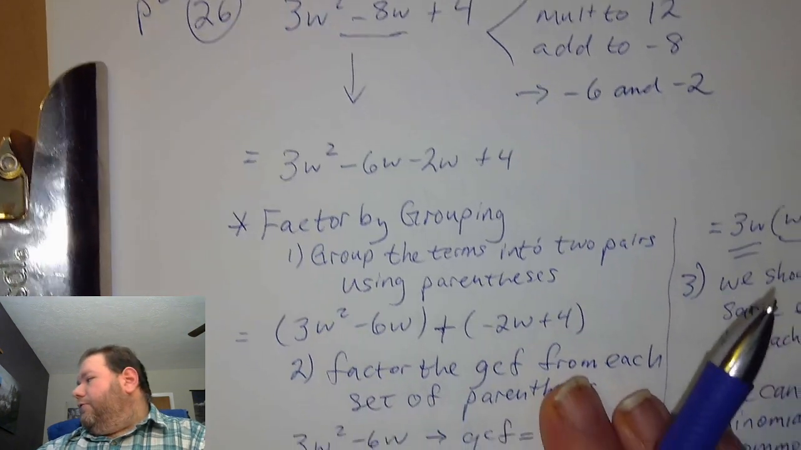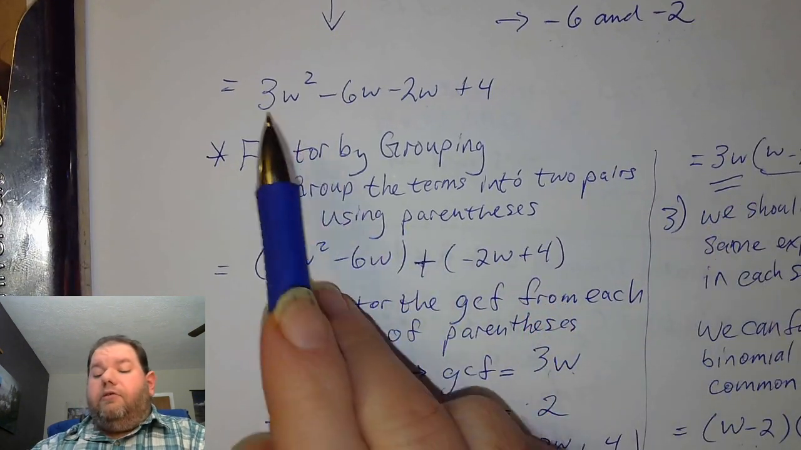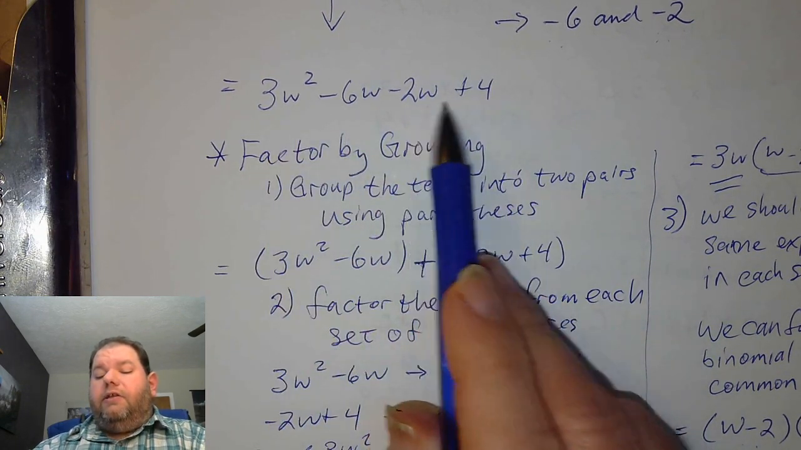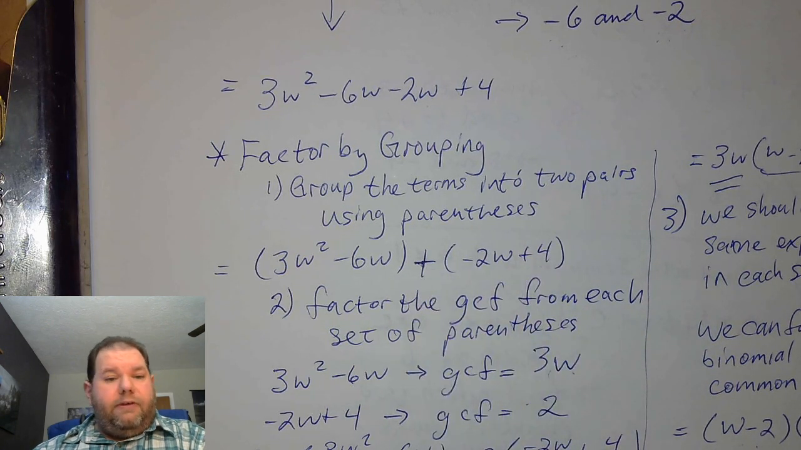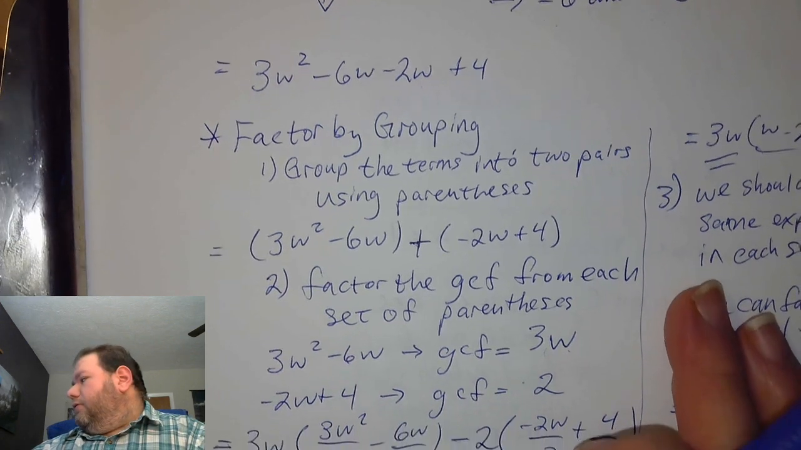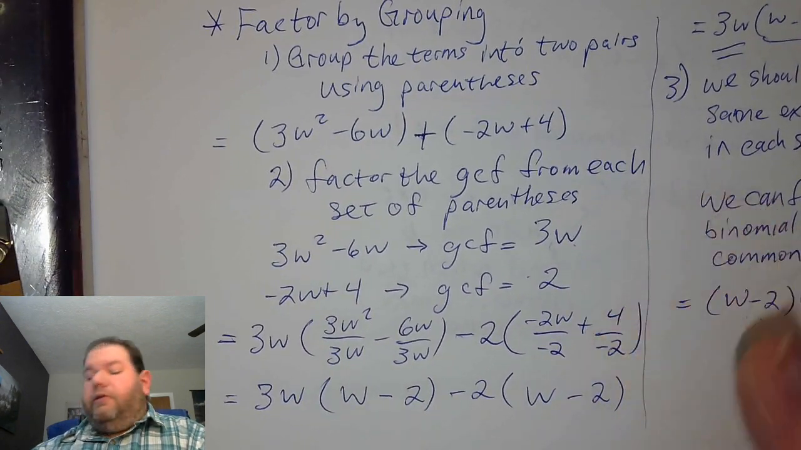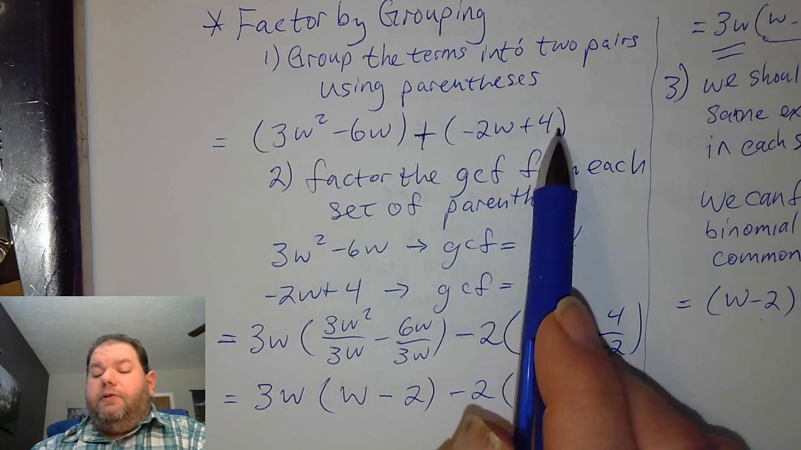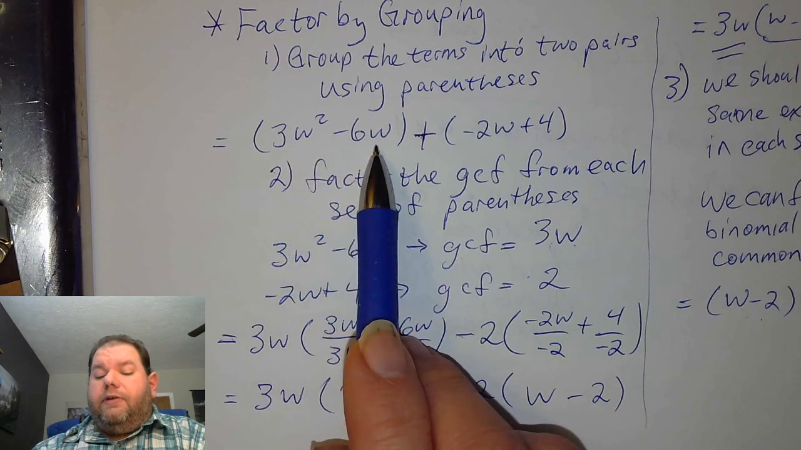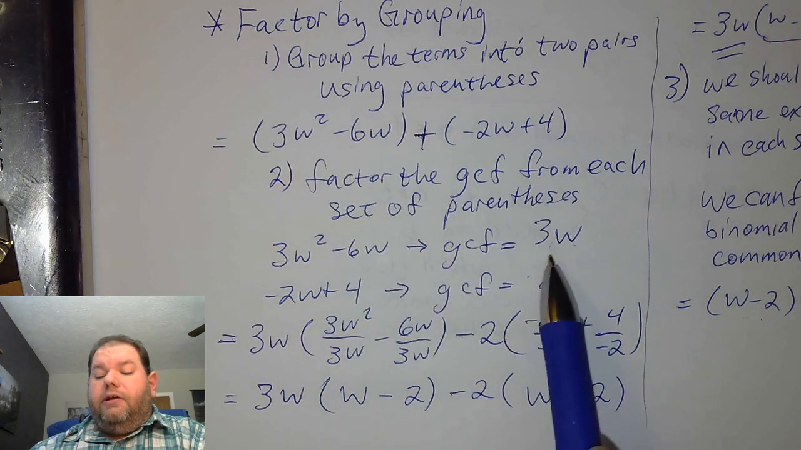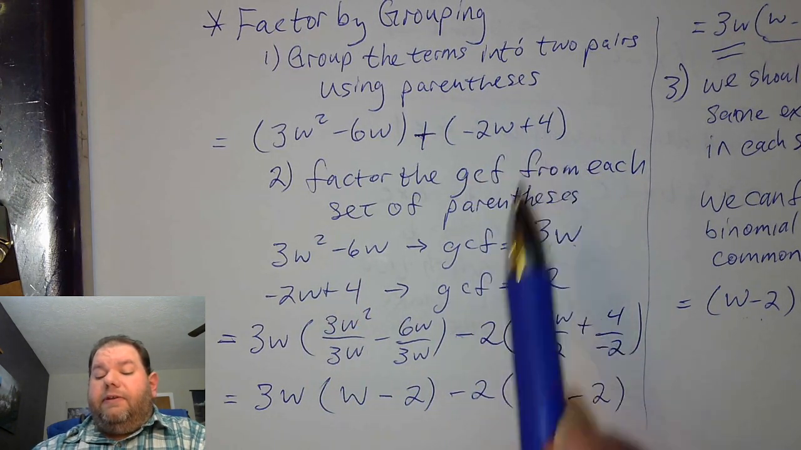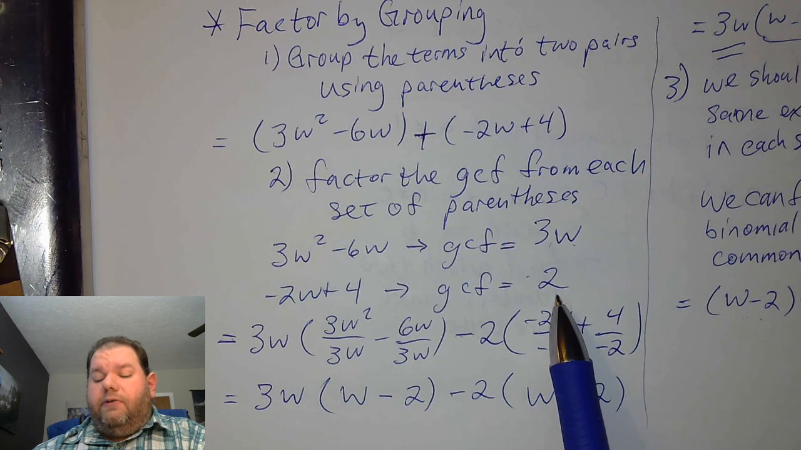Now, from there we go into our factoring by grouping. So we put each of these in parentheses. We put the first two numbers in parentheses and the last two numbers in parentheses, and we put a plus sign between them. After that, we set up our two groups. We factor the GCF from each group. So for this first set of parentheses, the common factor is 3w, as we found here. And for the term in the second set of parentheses, the common factor is 2.